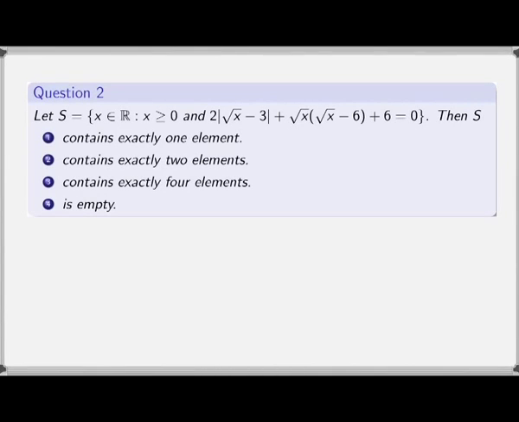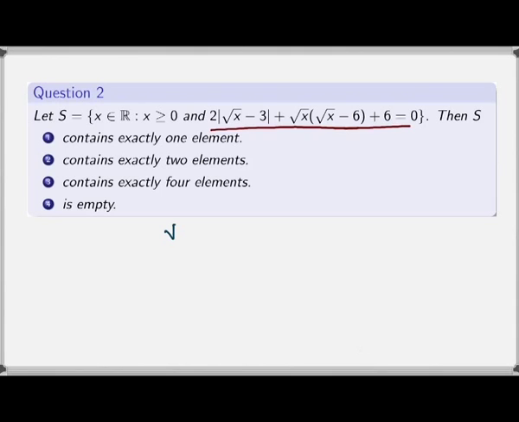Now we look at this question. We have the set S which consists of all the non-negative real numbers x that satisfy the equation 2|√x − 3| + √x(√x − 6) + 6 = 0. We have to find out how many elements are there in the set S.